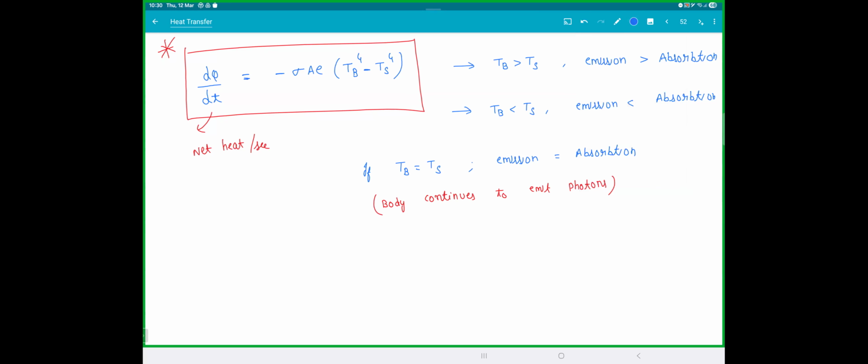Let's do one or two small questions based on this formula, and then we'll go ahead. We don't have its proof in the syllabus, the proof for Stefan's law. There's no proof right here. We don't need it. That is a law, experimentally derived.